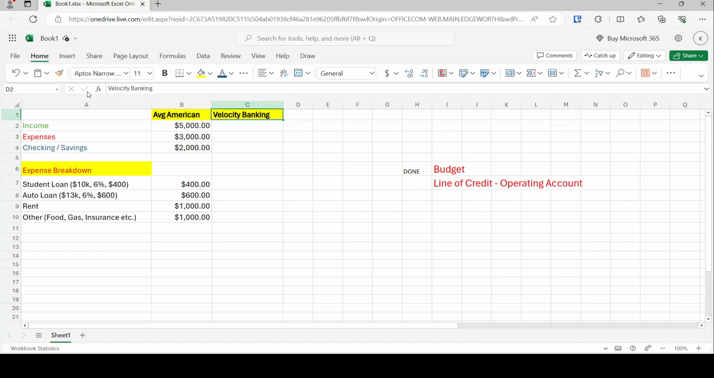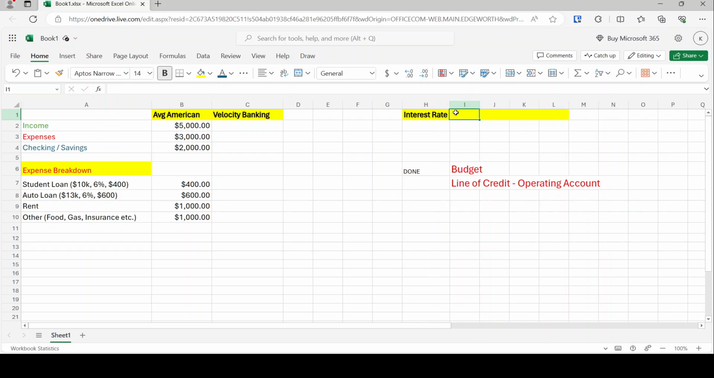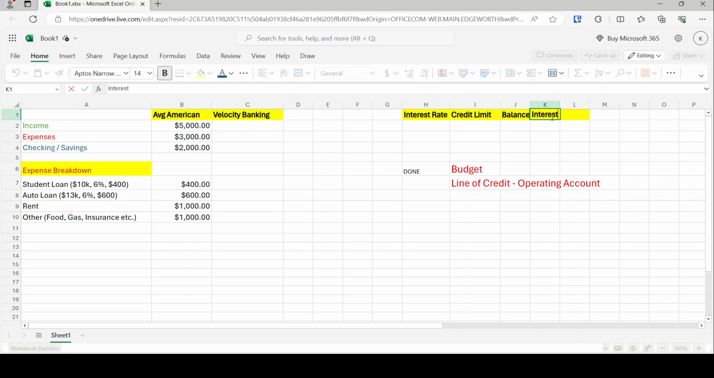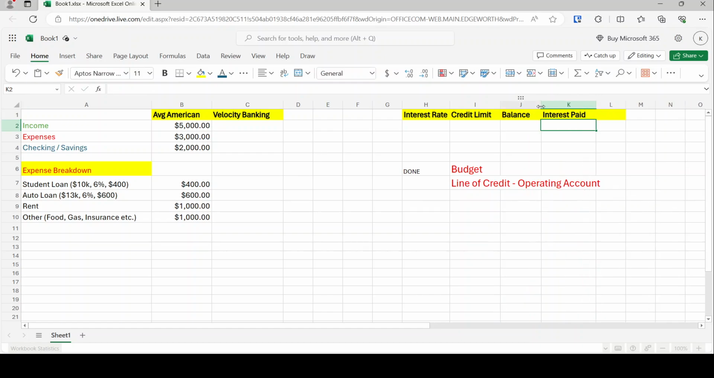All right, so now what we have to do is write certain things about our main operating account. Let me go ahead and do this. We have to write the interest rate. What else? These are just standard things you find on a credit card: credit limit, and then the balance, and then the interest paid, and we're also going to have the month.